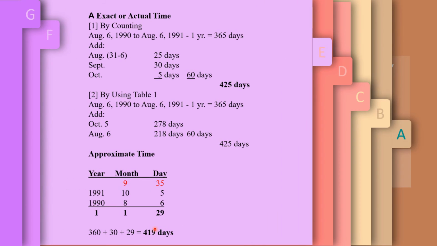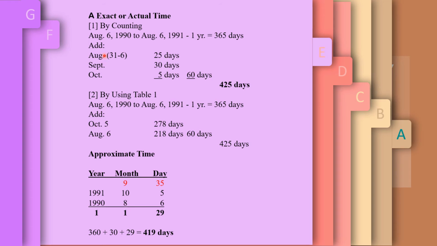Well, in our second example, we are to solve for the exact or actual time. So by counting method, we have from August 6, 1990 to August 6, 1991. There is exactly 1 year in that. So, since it's exact time, the exact number of days is 365 days. And we're not yet done because there are the months after August, that is September to October.